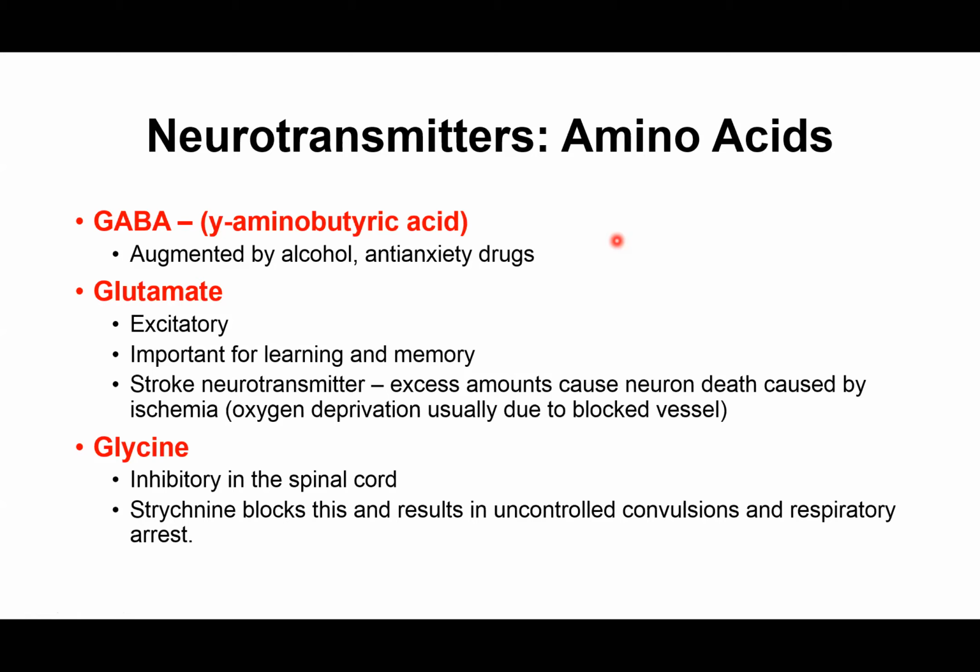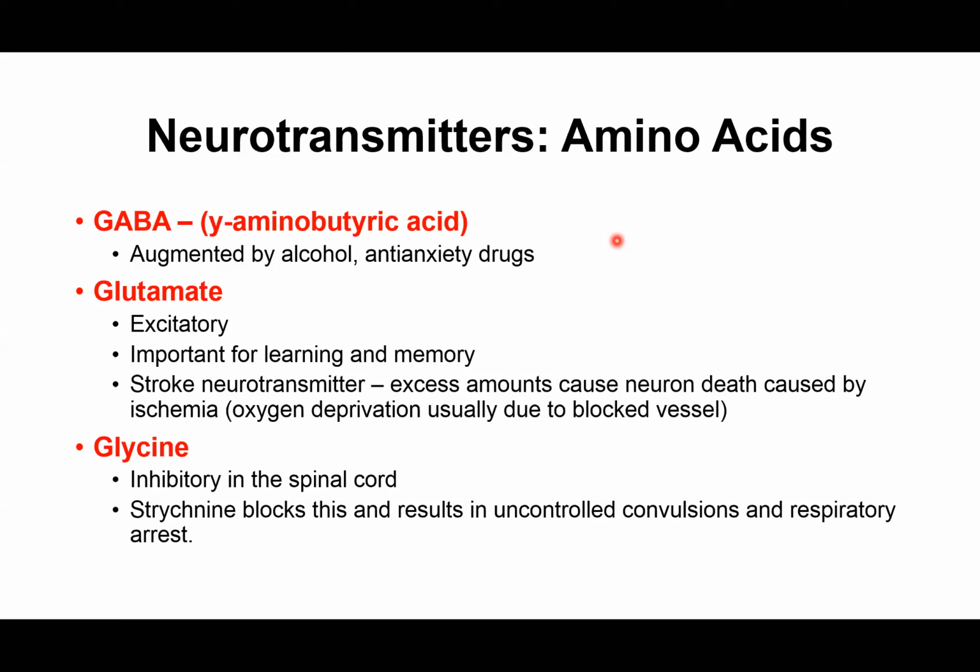Another amino acid is glutamate, which is an excitatory neurotransmitter, meaning it's going to promote depolarization of a neuron. And so glutamate is really important for learning and for memory, but it's also known as the stroke neurotransmitter. So excess amounts of glutamate actually can cause neuron death by ischemia, which is oxygen deprivation that's usually caused by a blood vessel being blocked.